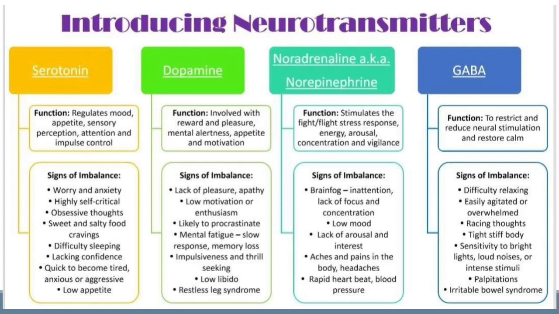Norepinephrine: this stimulates the fight or flight response, energy, arousal. Signs of an imbalance can include brain fog, like inattention or lack of focus, body aches and pains or rapid heartbeat. And then GABA. GABA functions to restrict and reduce neural stimulation and restore calmness. So signs of an imbalance could be difficulty relaxing, easily agitated or overwhelmed, racing thoughts, tight or stiff body, sensitivity to light, sounds, loud noises, or intense stimuli.